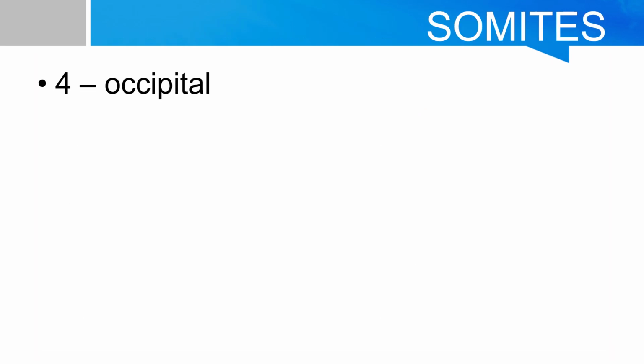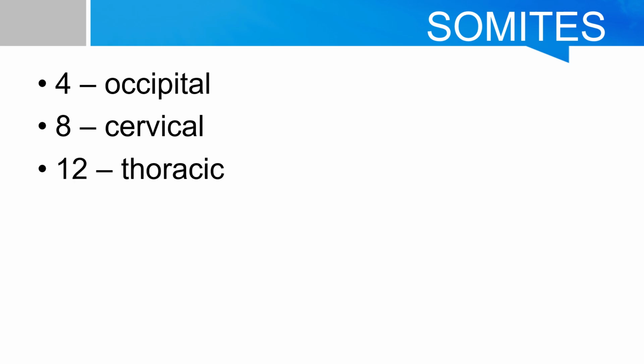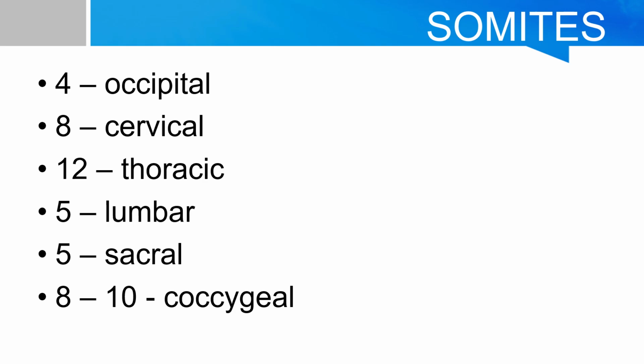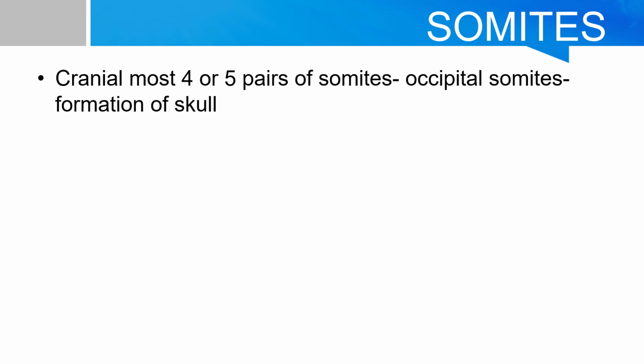So what are the 44? 4 occipital, 8 cervical, 12 thoracic, 5 lumbar, 5 sacral, and 8 to 10 coccygeal. So what are the derivatives? What will these somites give rise to? The cranial-most 4 to 5 pairs are called occipital somites. They are going to give rise to the formation of the base of the skull.